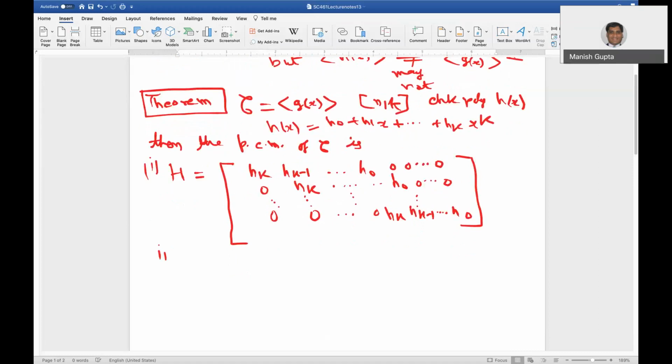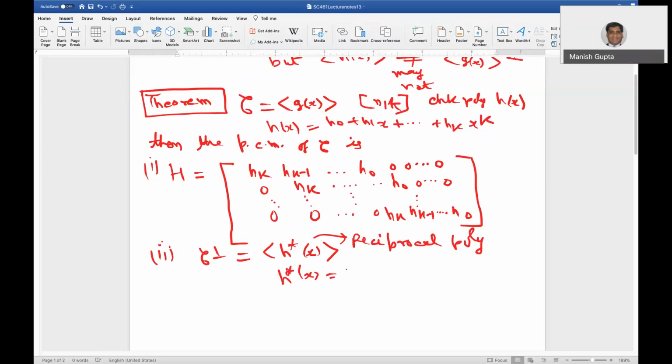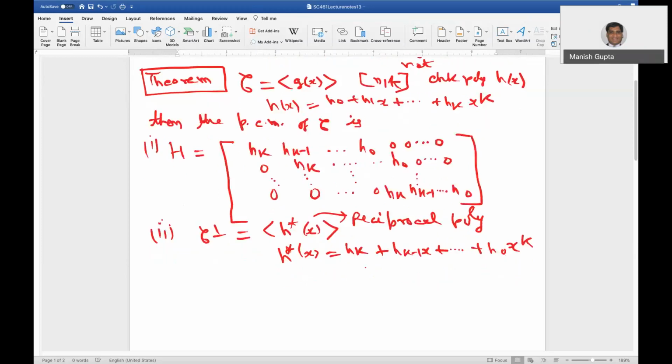Second property, that C perp is nothing but a code generated by h star x. What is h star x? It is known as the reciprocal polynomial. h star x can be written as hk plus hk minus 1 x plus dot dot dot h0 x raised to power k. So from h(x) we can get the reciprocal polynomial this. Okay, so how do we prove this result?